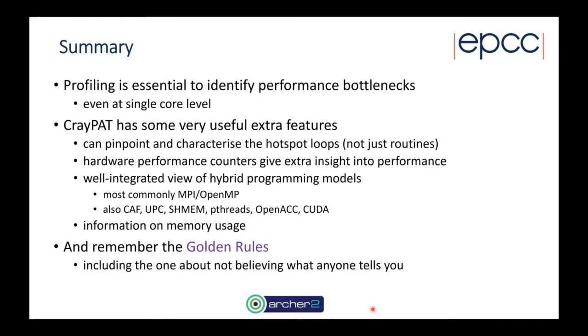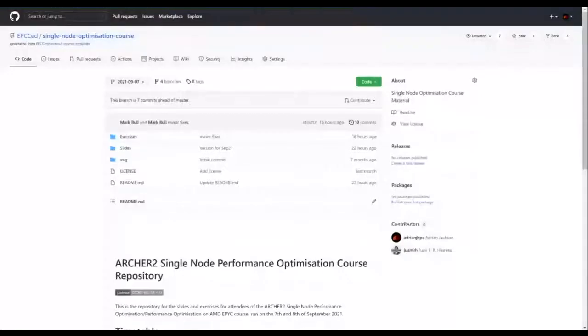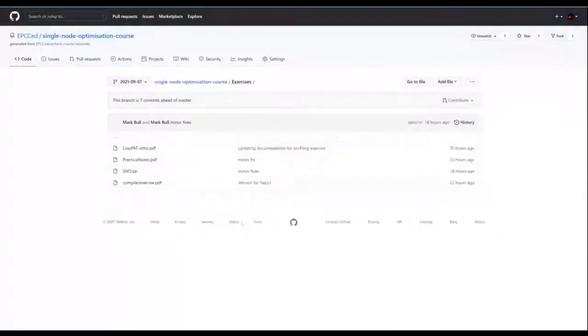So what I will do is show you the exercise we're going to do, and then we can get on. Okay, I can look that out for you, Sashin, that's fine. So here I'm on the GitHub for this course. At the moment I'm in the single node optimization course exercises lecture. Hopefully you can all see that.